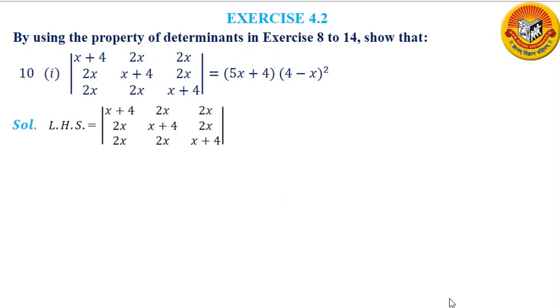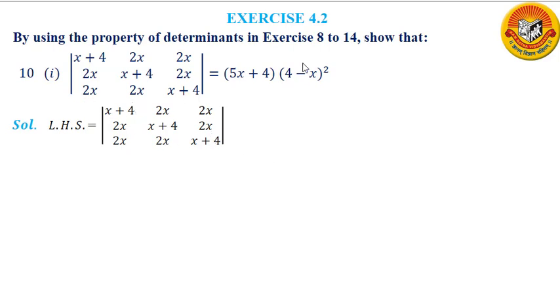Okay. Now let us move to the 10th problem. See, on the right hand side I have to prove it is 5x plus 4 into 4 minus x the whole square. So the left hand side is x plus 4, 2x, 2x, 2x, x plus 4, 2x, 2x, 2x and x plus 4.